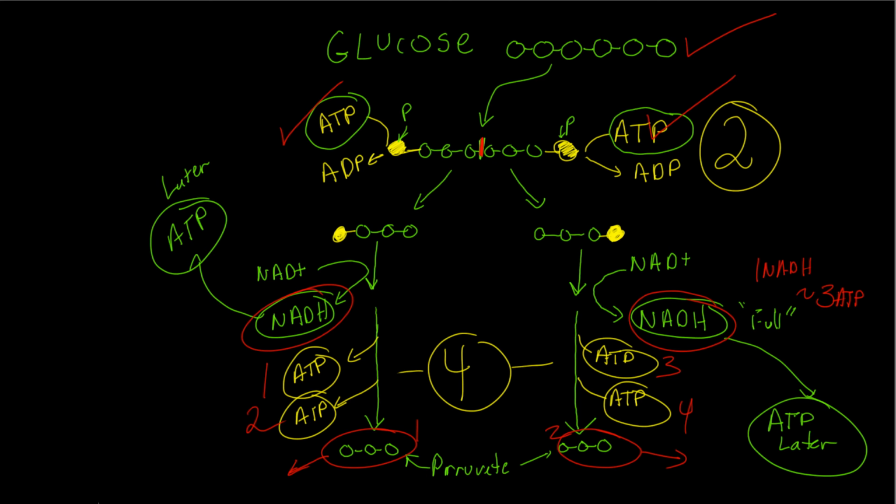Now, the NADH here and here, we can, in some instances, take it to a process called the electron transport chain and make ATP later on. We will cover that in another section. In some other cases, we can take this and enter into a fermentation reaction.